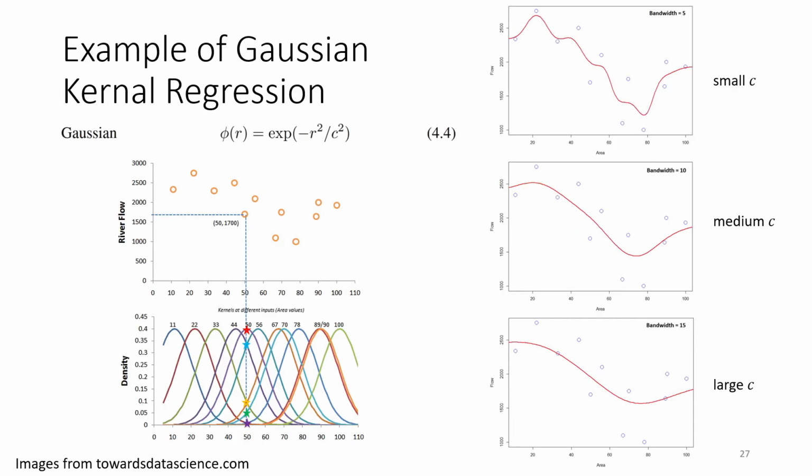Okay, so this is an example of the Gaussian kernel. Given a training set, we can generate either this or this or this curve. It depends on the value of C. Okay, so here, let's go back here.